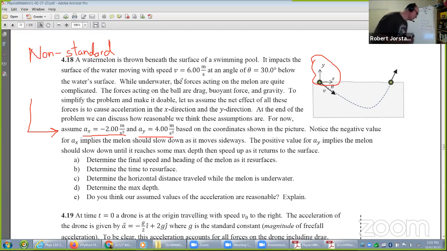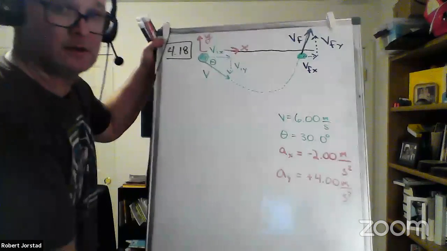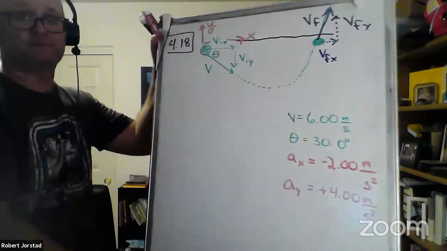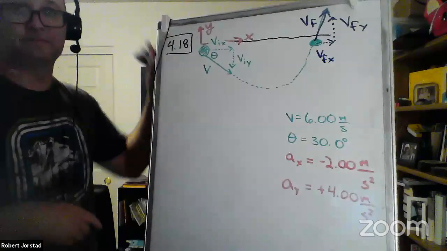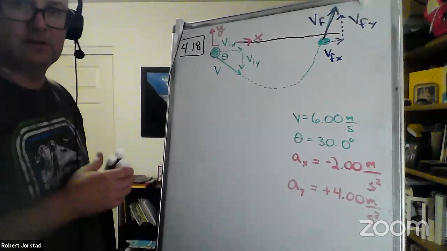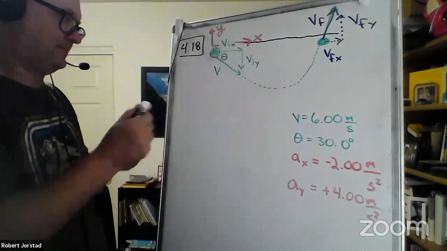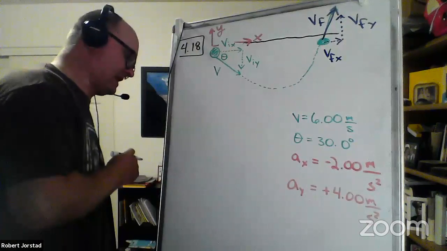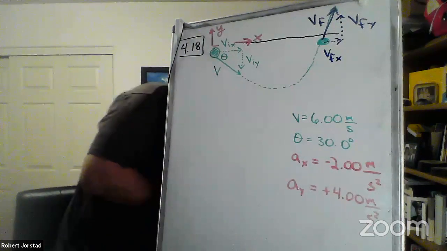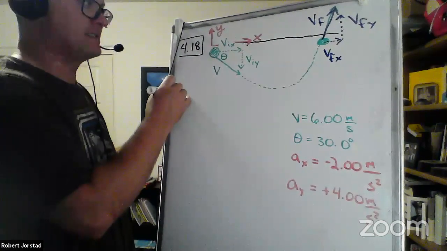I think that's all the info. Okay. So this is what I drew. Sorry, there's a little glare there. So the idea is you've got this watermelon, it's going to be going down and back up. And what are we supposed to find? Geez, what are we looking for? It says final speed and heading as it resurfaces.